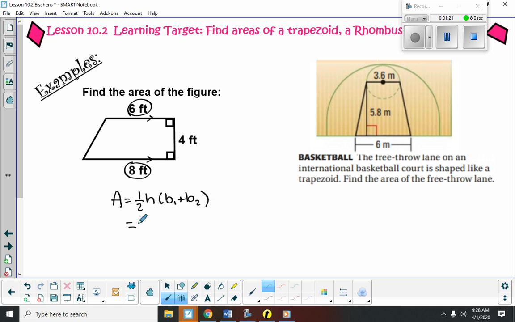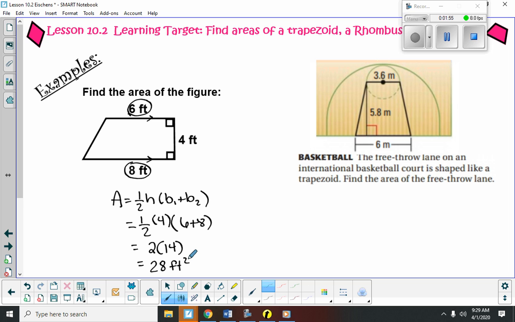And now, once you do that, you only have to fill in those values and multiply it out. So the height is the perpendicular distance between the bases, and that would be 4. And then the sum of the bases would be 6 plus 8. So 1/2 times 4 is 2, and 6 plus 8 is 14. So you get 28. And that would be area, which is in feet, so it's feet squared.